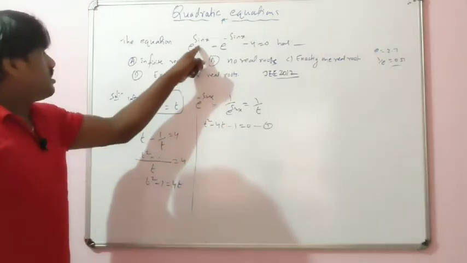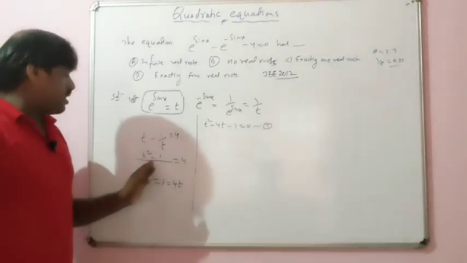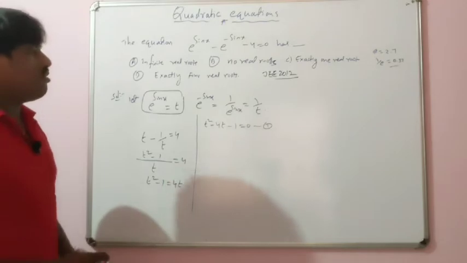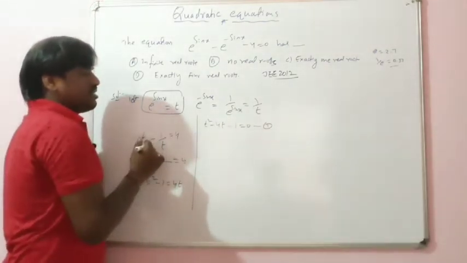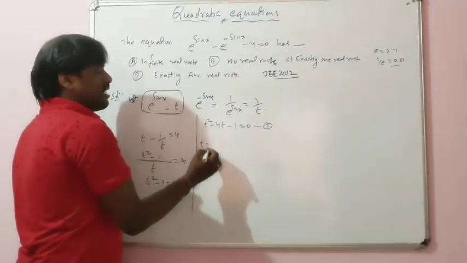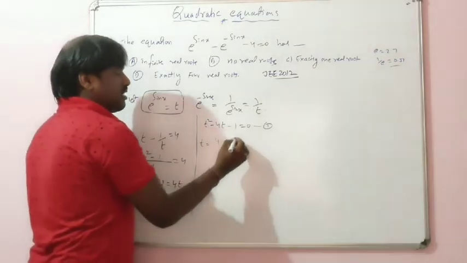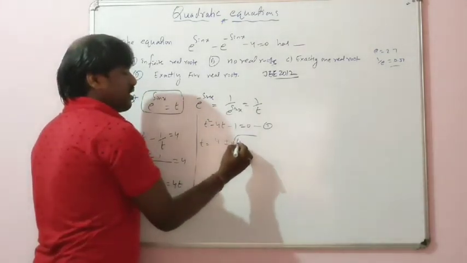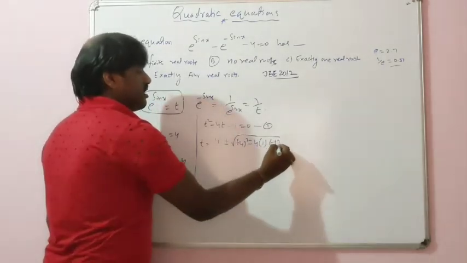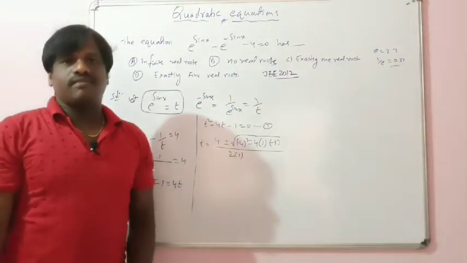What I said here: t minus 1 upon t is minus 4, send that side plus 4, and I did LCM here. So I got t square minus 4t minus 1 is equal to 0. Now this is a quadratic equation. If I want to find the roots, the formula is t is equal to minus b plus or minus square root of b square minus 4ac, upon 2a. Here minus b means plus 4, a is 1, c is minus 1. So I applied the quadratic equation formula.